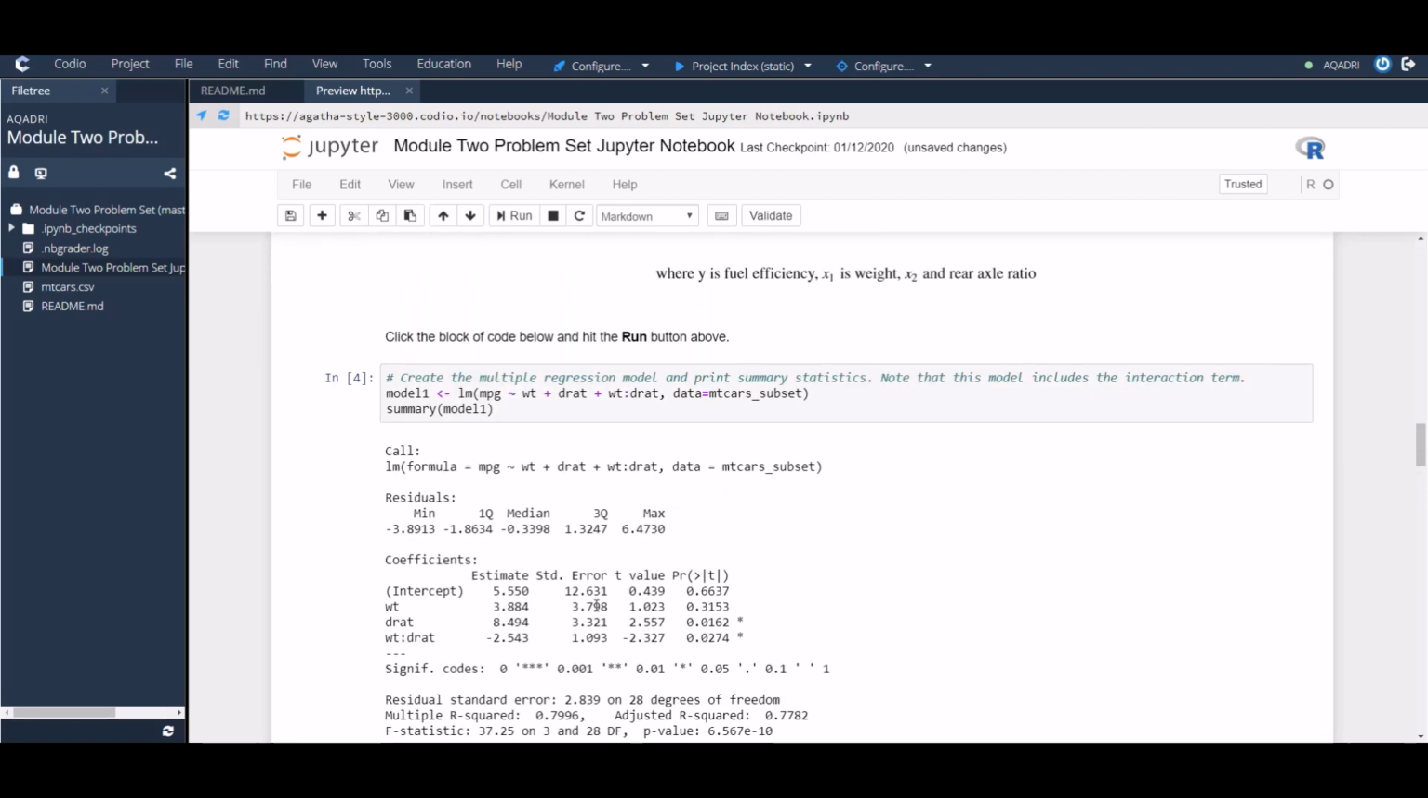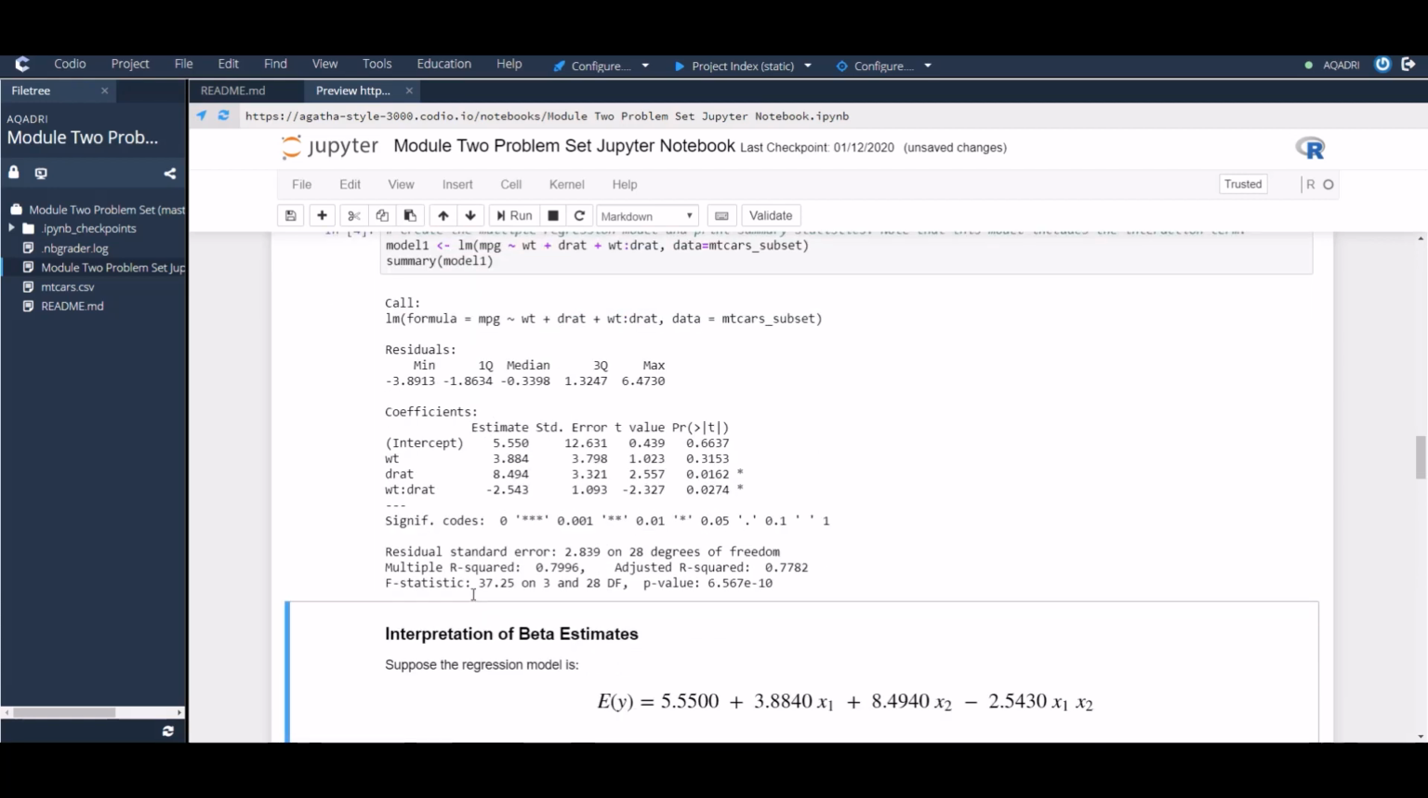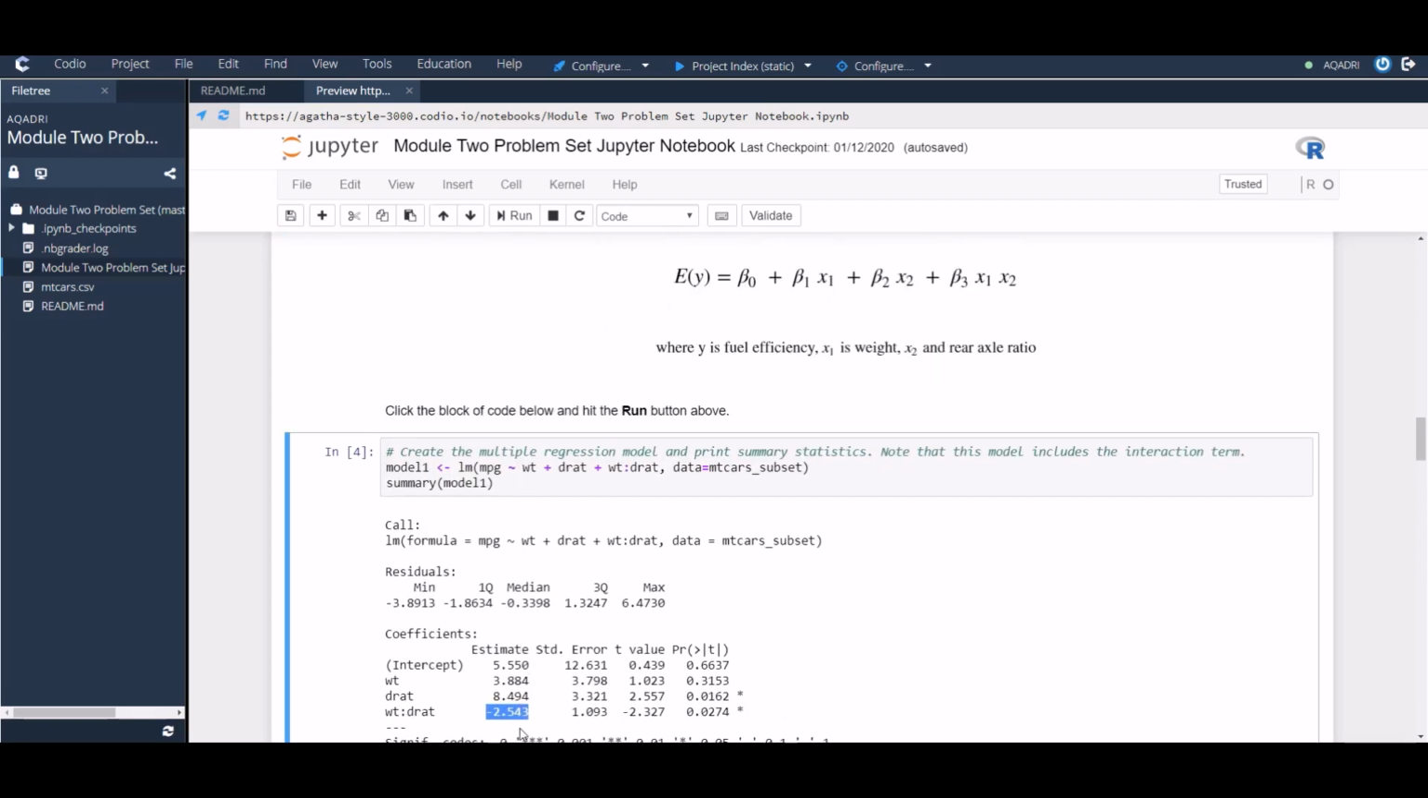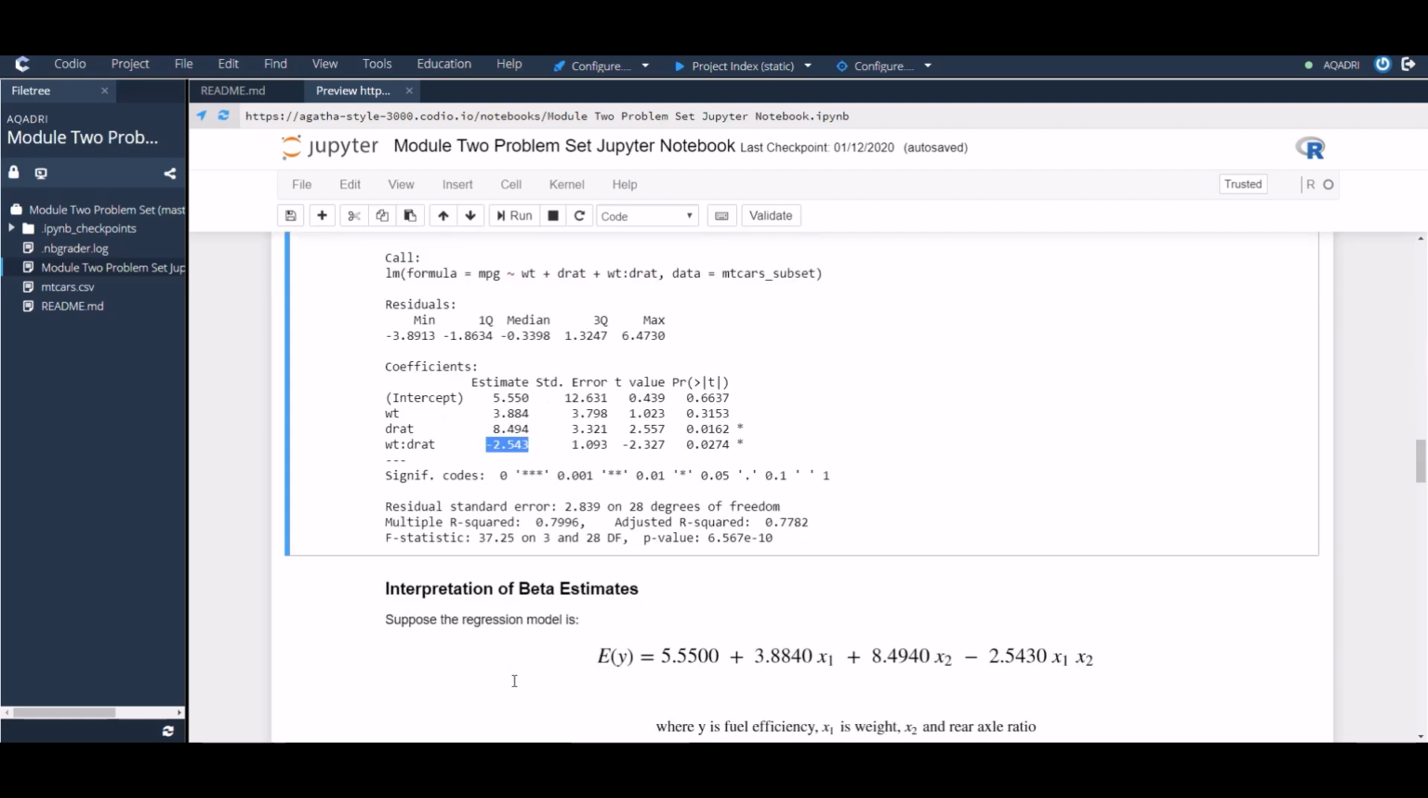So here's the output, and you will notice that the output looks almost exactly the same as last week. You get your estimates for the betas, that's given here. So the estimate for weight is 3.884, for rear axle ratio is 8.494. And notice now you also have the estimate for the interaction term, that is negative 2.543. And that is pretty much it. Once you know your estimates, you can replace the betas here with these estimates and create your multiple regression model.